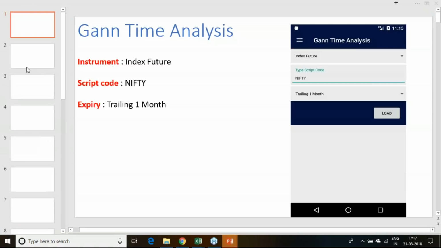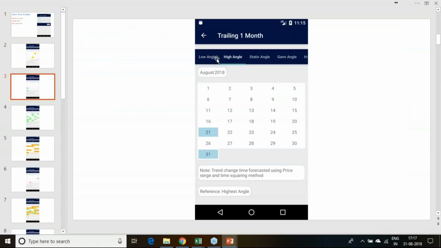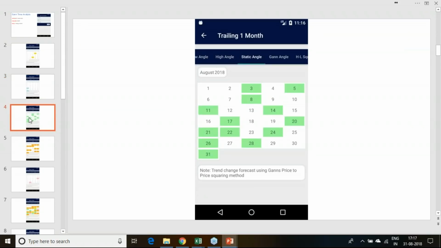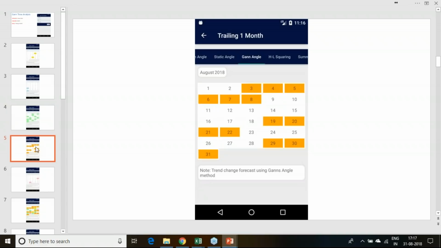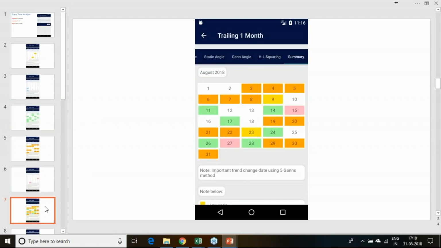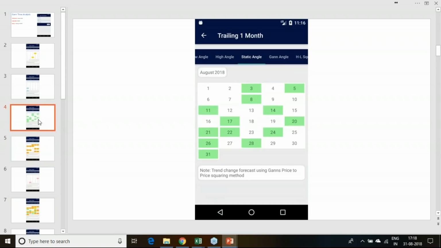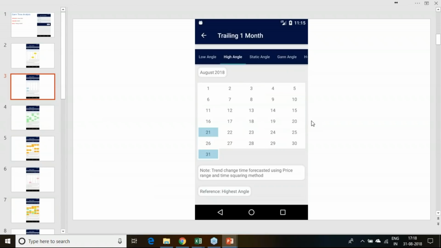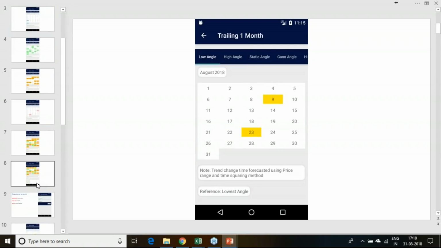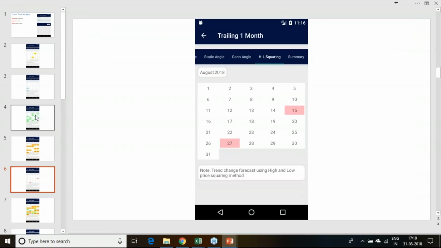So different Gann principles are given here. Just as you have seen the lowest angle, we have also taken the highest angle. Then we have taken the static angle, the Gann angle, and the high and low squaring method. We have also put in one Fibonacci method. Based on that, it shows which are the trend change dates, and all trend change dates are not important. Here it is given which trend change dates have the higher priority and which have the lowest priority.